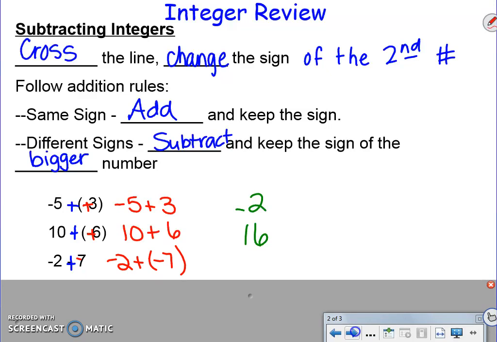And then when I look, they now have the same sign. Both numbers are negative. So I add 2 plus 7, which is 9. And I keep the sign that's already in the problem, which is negative. So my final answer is -9.